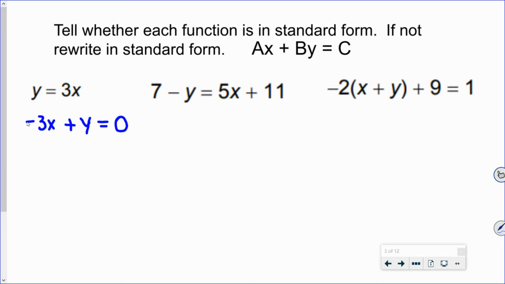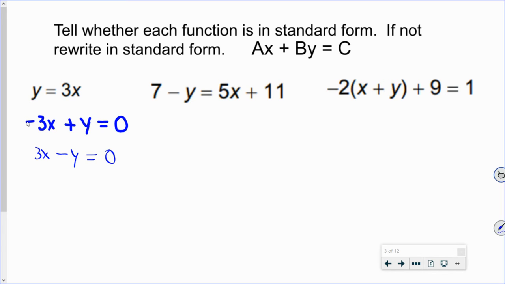And in effect, all I'm doing is reversing signs. So negative 3x becomes positive 3x. And positive y becomes what? Negative y. And that still equals 0. If that 0 had been some number, I would have reversed its sign as well. That's standard form. Standard form is easy.